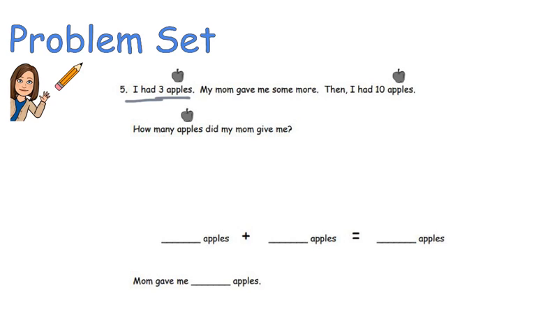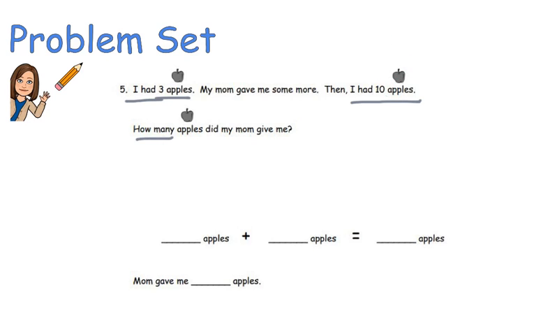Okay, my mom gave me some more. Then I had 10 apples. How many did my mom give me? So let's see. How many apples did she have? She had 3. And then she had 10. Oh, so 10 is our total, because the mom gave some and then she had 10.